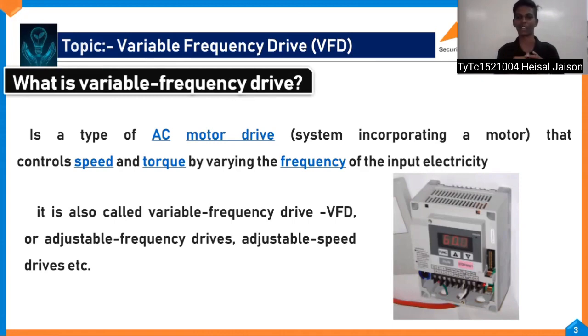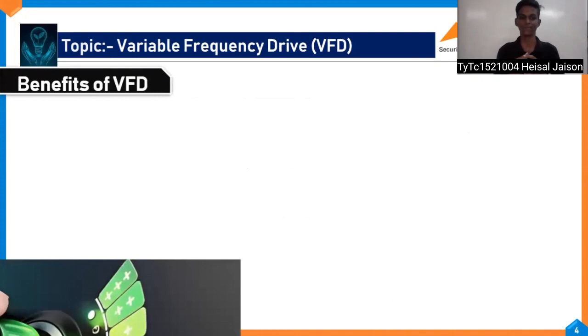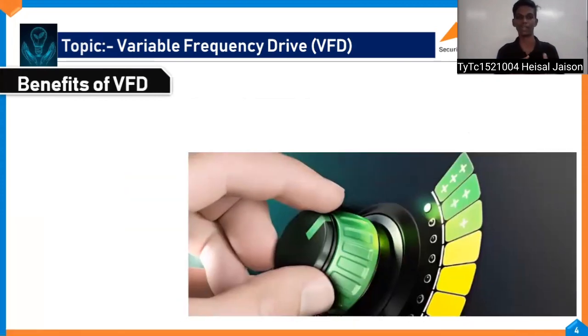Let's talk about the benefits of VFDs. The first and main benefit, as you can see in the picture below, is energy saving and efficient working. The first and best benefit of the VFD is that it saves up to 90% of the energy, and it also works efficiently.